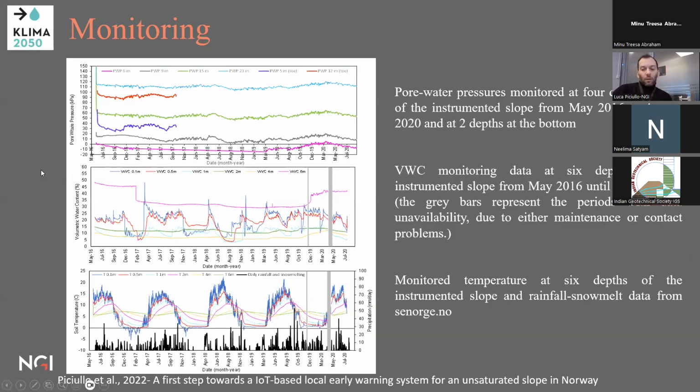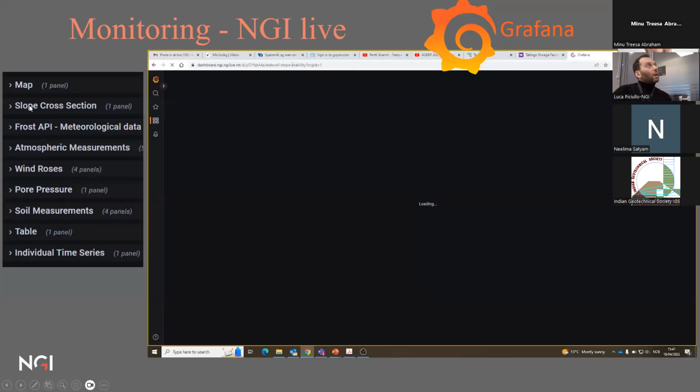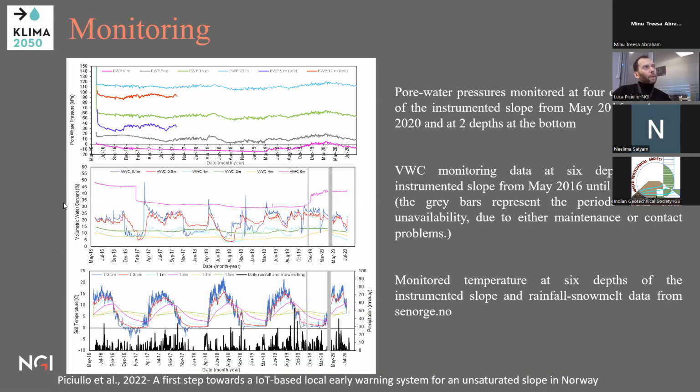And on the left, here you can see the tabs that we are having. So a tab showing the map, a slope cross section, the data from a close meteorological station, and then other variables. This is an example of how the data look like. We have pore water pressure on top, and then volumetric water content in the middle, and then soil temperature and precipitation. In this case, we have four years of data.